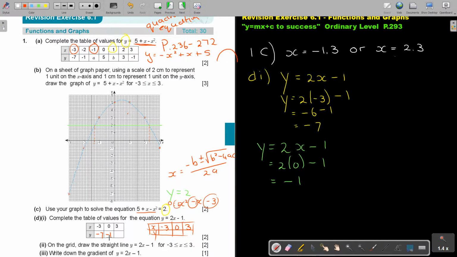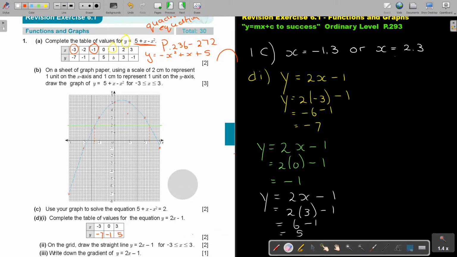And then the last one, I say y is equal to 2x minus 1. And in the place of x, I put a 3. So it's 6 minus 1 and it's 5. And I just go and fill in a 5. And again I get my 2 marks. I'm just going to, I don't like so many things written here, and I also don't want so many things here.